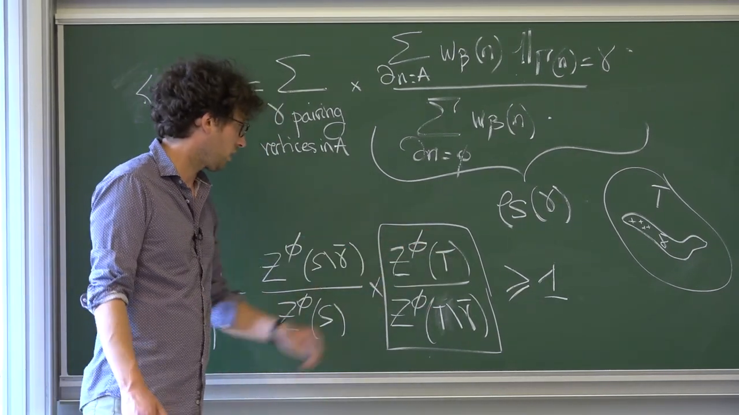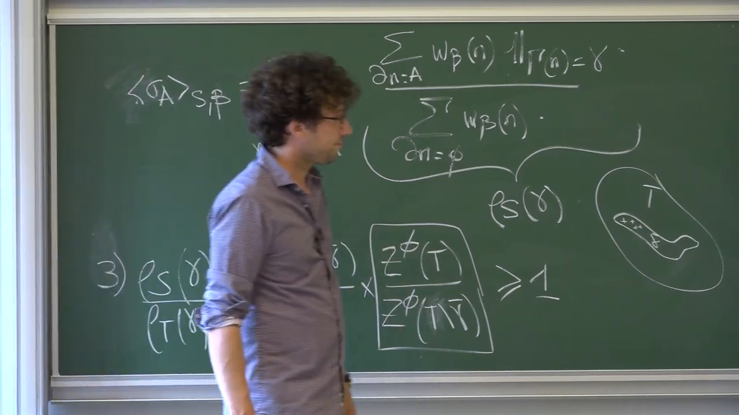So this type of ratio is increasing in the graph. So this one is decreasing. OK.